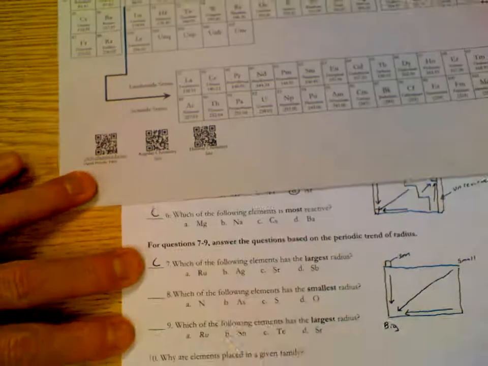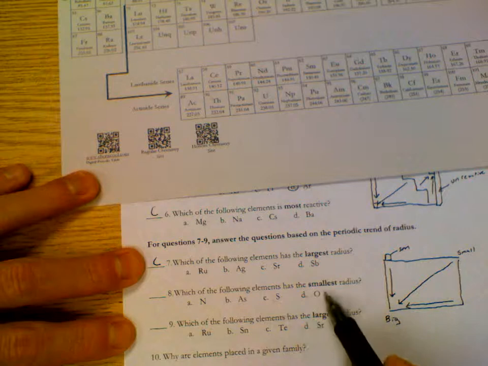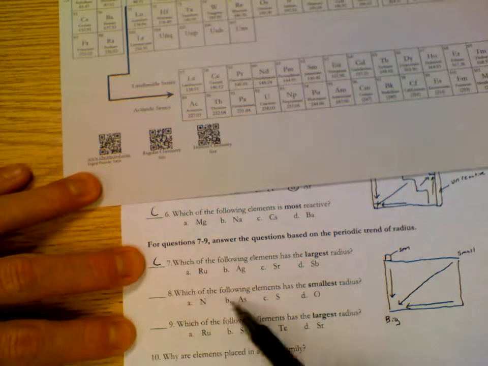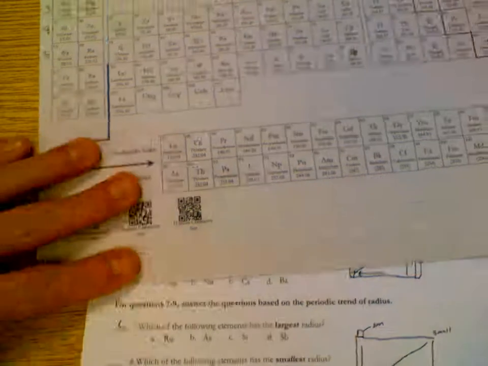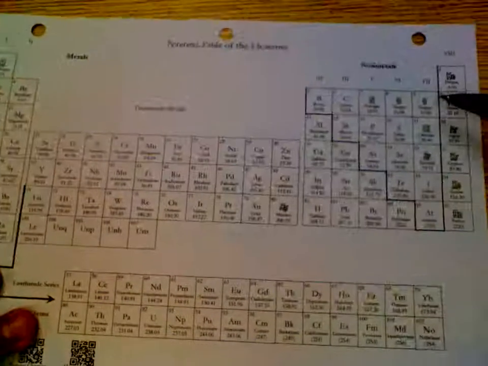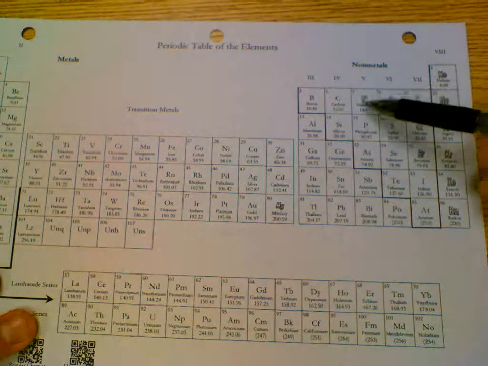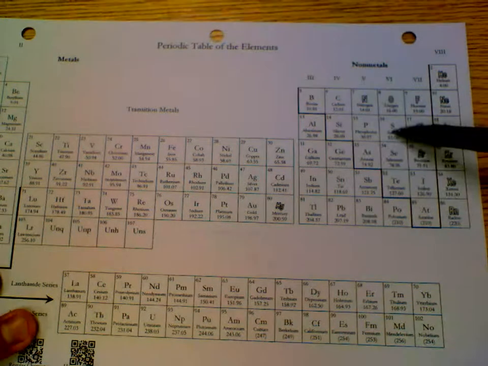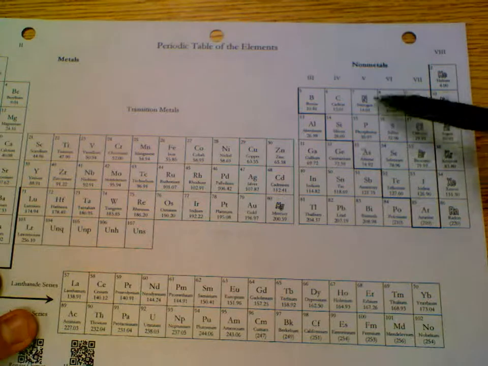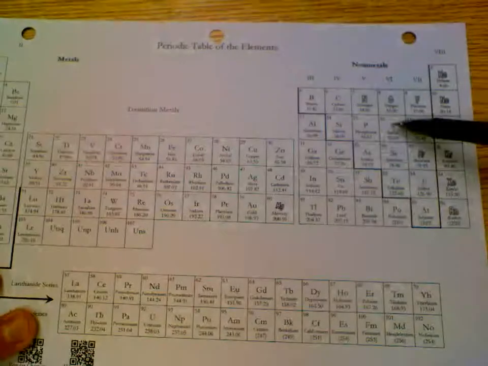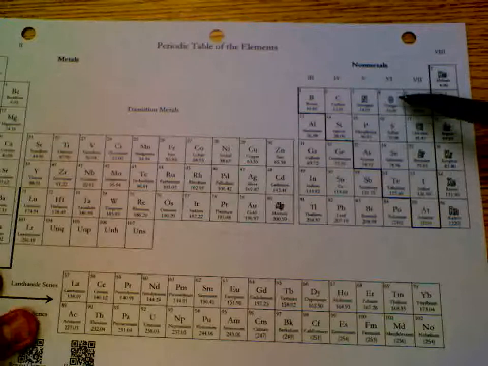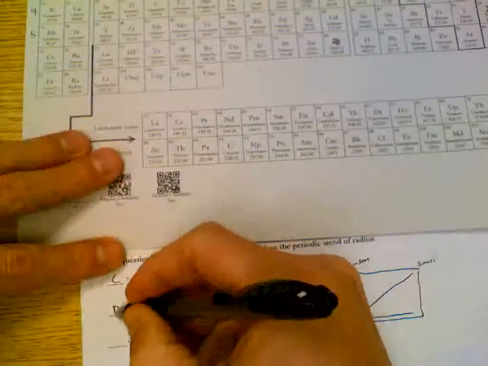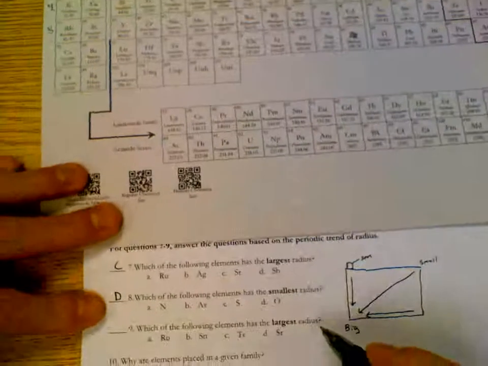Which one has the smallest radius? So of these ones, which is closest to fluorine, unless hydrogen happens to be here. No hydrogen, so we're looking for closest to fluorine. So I'll mark all of those. Looking over here, we have nitrogen, arsenic, sulfur, and oxygen. They're all located in here. Of those, which is closest to fluorine, oxygen would be the closest. Choice D.